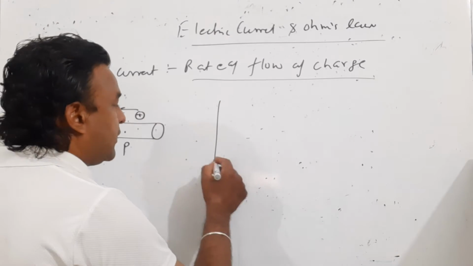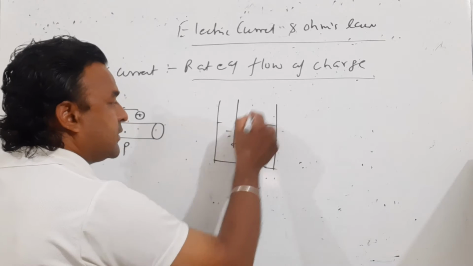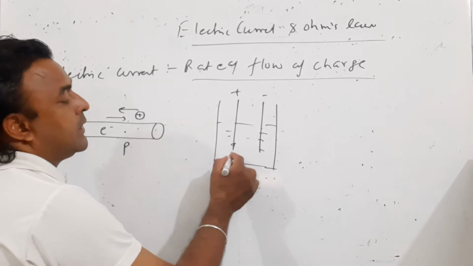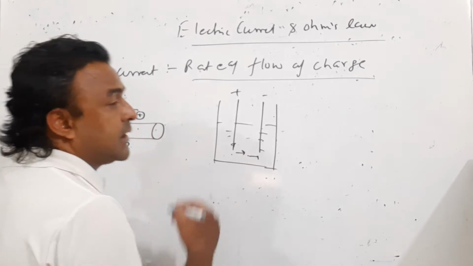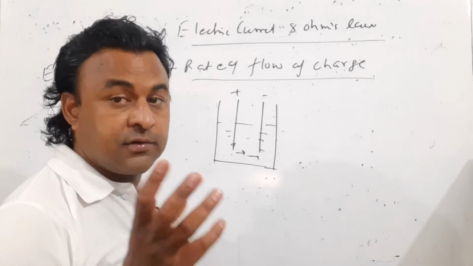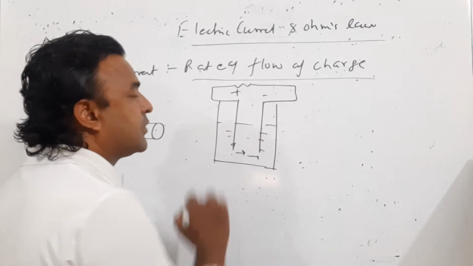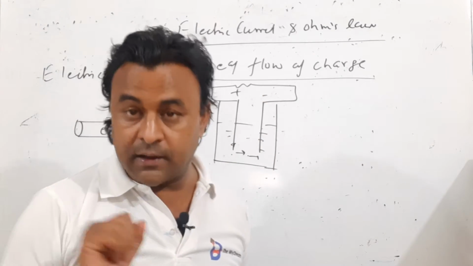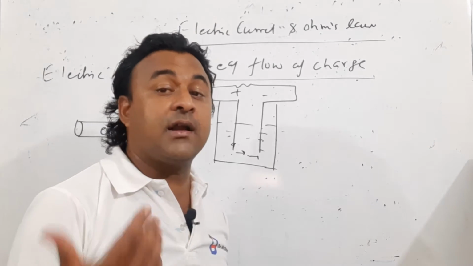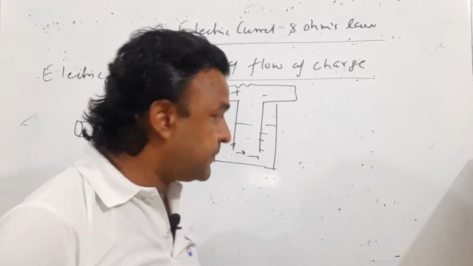In case of the liquid cells, there are electrodes, cathode, anode, right? And there is flow of ions inside the solution. So there is also flow of charge. In the external circuit, of course, there is flow of electrons through the wire. Internally, there is flow of ions. In both the cases, what thing is common? The charge is flowing, and the rate of flow of charge is defined as current.